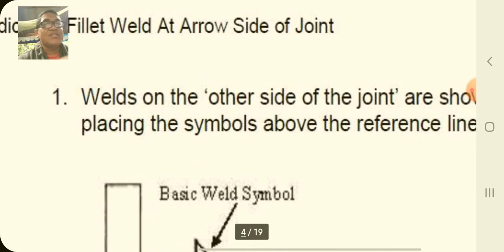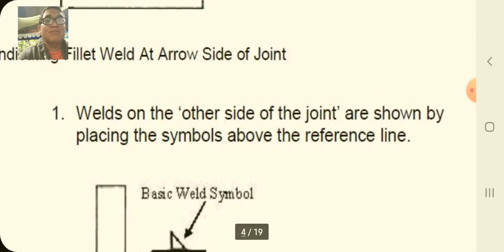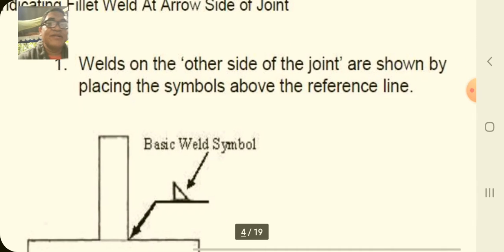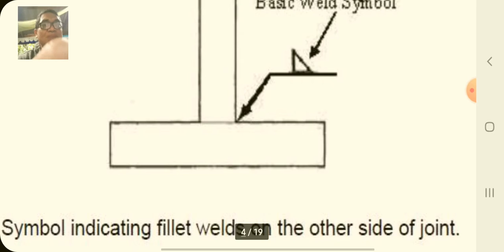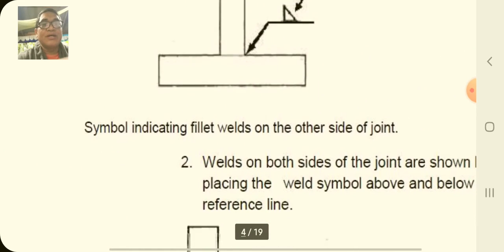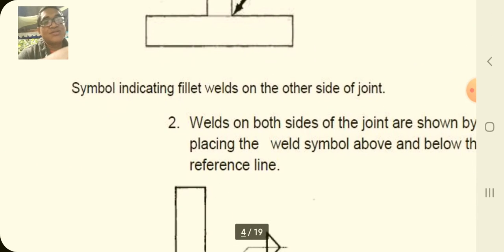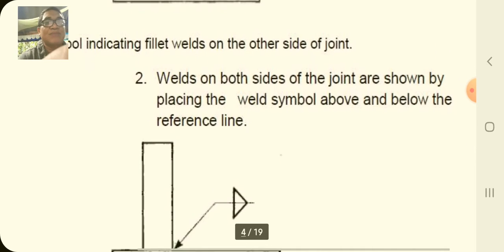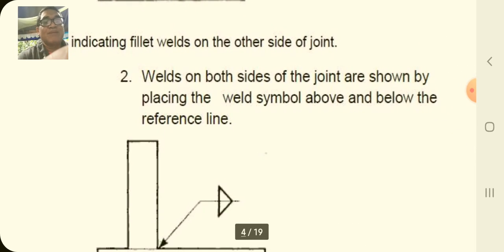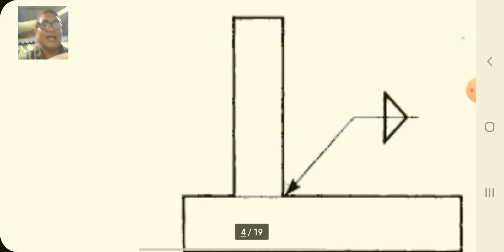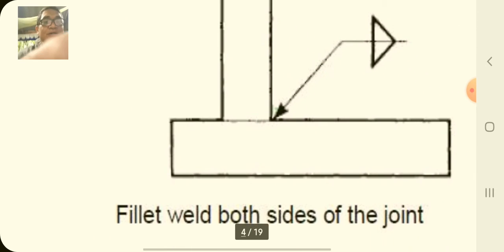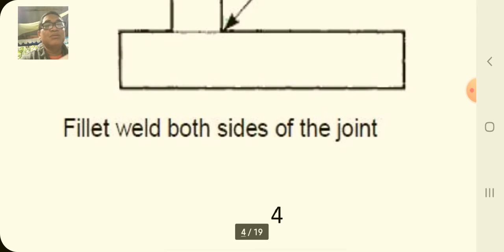Welds on the other side of joints are shown by placing the symbols above the reference line. So here is the drawing, basic weld symbols above the reference line, indicating fillet welds on the other side of joint. Welds on both sides of the joints are shown by placing the weld symbols above and below the reference line. So you have here both sides, the arrow side and the other side: fillet welds both sides of the joint.